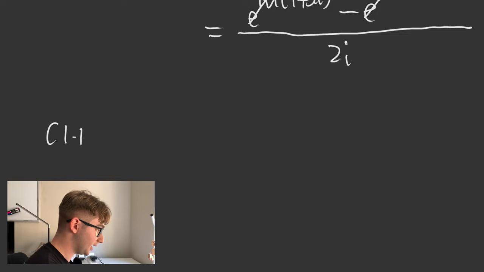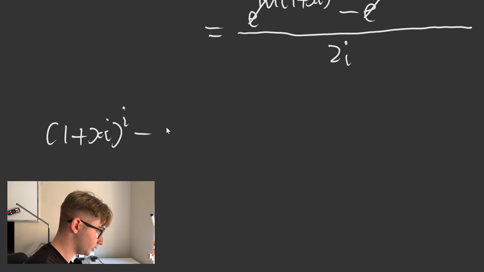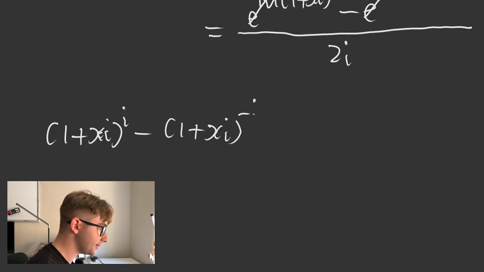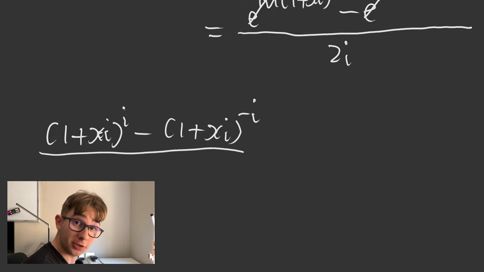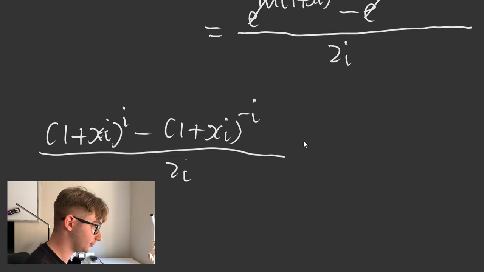So then we're going to get 1 plus xi to the power of i minus 1 plus xi to the power of minus i there, and all over 2i. And of course, what was the original thing equal to? 2i.